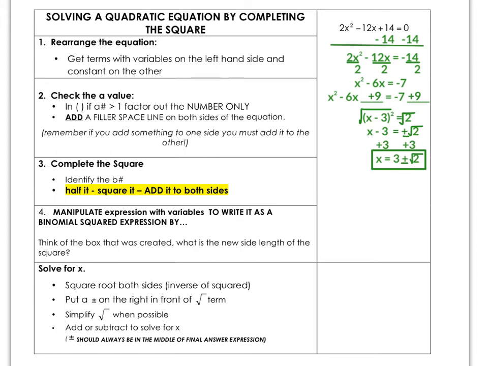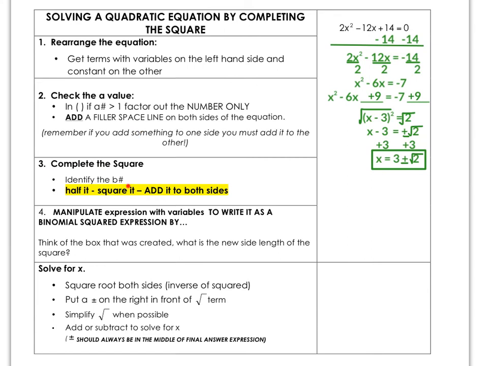Now, these are steps over here that you can follow instead. After we added the filler space, remembering that we need to add to both sides, we then complete the square. We do it by actually thinking of how we can complete the square as an image. These are the procedures, the steps that you could just follow if you memorize them. Now, again, this would be something you'd have to memorize, or you can just use the method of actually completing the square to help you identify what needs to be done.